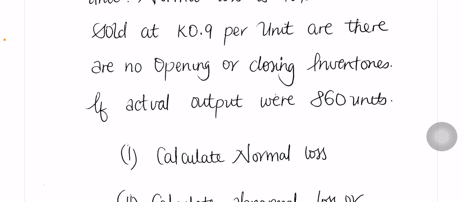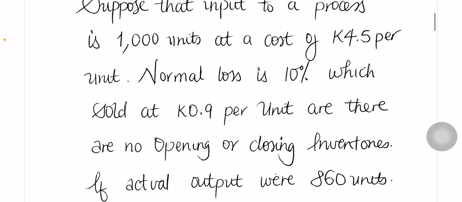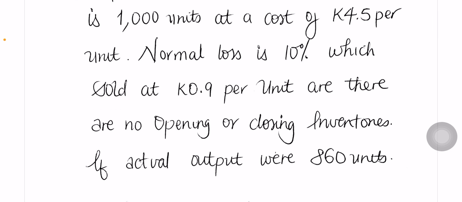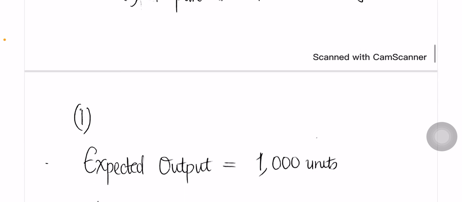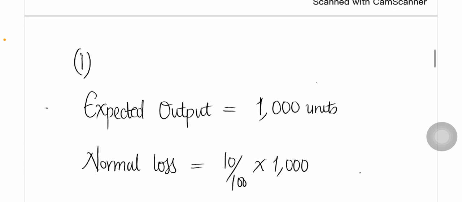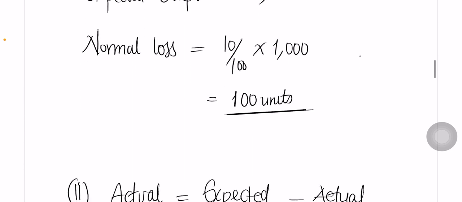Okay, so here we had 1,000 units at the beginning. They processed those 1,000 units. Only 860 were produced successfully at the end of the process. So we have some losses here, guys. At the beginning, there was 1,000. At the end, they only managed to produce 860. So it's like they lost some units. The total units lost will be explained in our next step. For now, we can say expected output is 1,000 units. Normal loss is 10% of that 1,000 units.